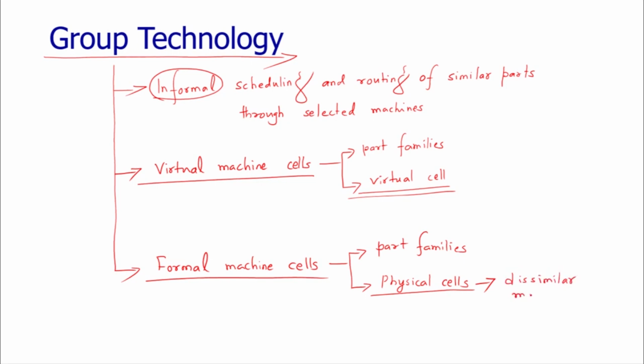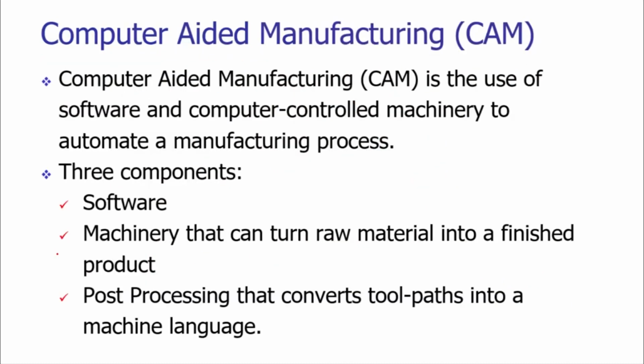We are grouping these dissimilar machines together in the physical cell, and then that cell would be dedicated to that part family, and we can save a lot of material handling time, and we can enhance the production capacity.